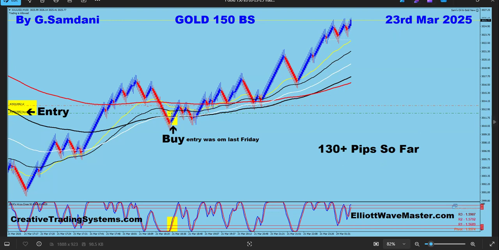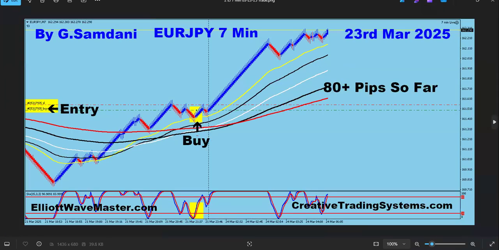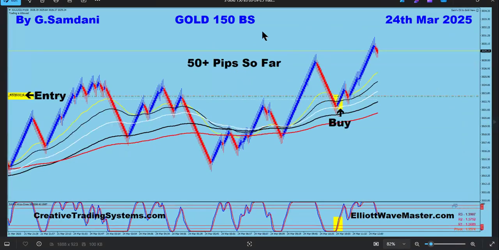So this is the first one, gold, and this is on the 23rd. This is all the same case. The entry was the previous Friday, and then it ended up here like this, 80 pip, and I closed that one also on Sunday. Now here's the Monday.